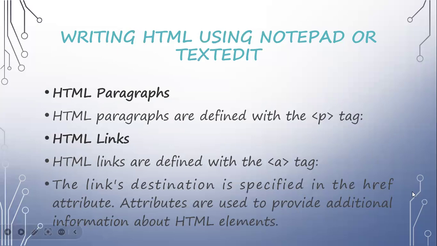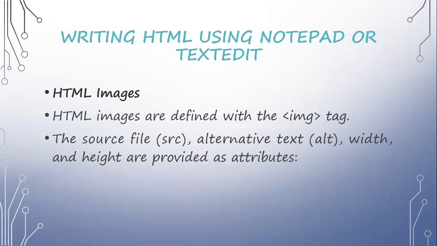HTML paragraphs are defined with the p tag with these signs, and that's how you can create an HTML paragraph. HTML links are defined with the a tag, also with the signs, and the link's destination is specified in the href attribute. Attributes are used to provide additional information about HTML elements. HTML images are defined with the img tag with the signs, and the source file is given with this tag. Alternative text, width and height are provided as attributes, to describe what you're trying to insert within an HTML document.